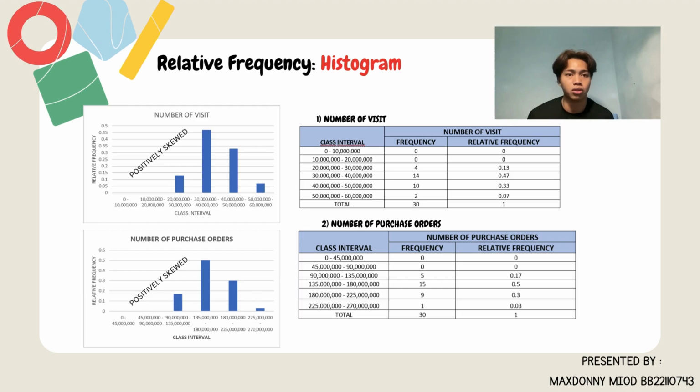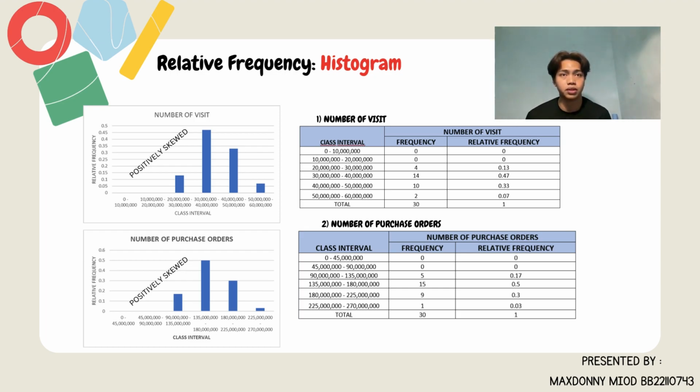So the frequency of each class is, the first class is 0, second class is 0, third class is 4, fourth class is 14, fifth class is 10, and the sixth class is 2. Sum it all and we get the total of 30.